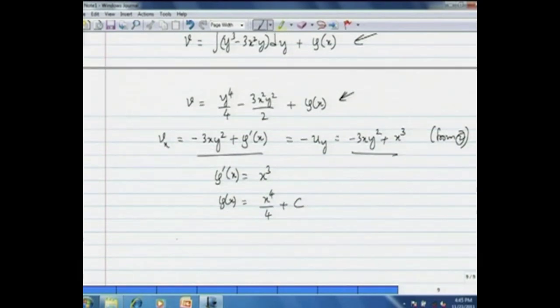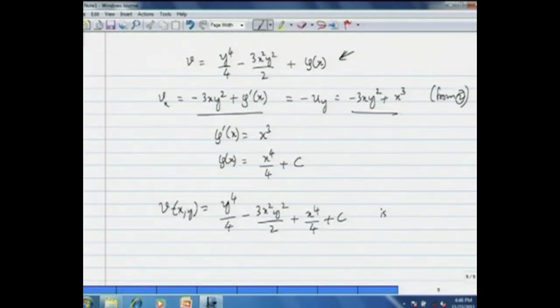So, your v of x y equals y power 4 by 4 minus 3 x squared y squared by 2 plus x power 4 by 4 plus a constant, which is a harmonic conjugate of the given u of x y. So, we have used the Cauchy-Riemann equations to arrive at the harmonic conjugate, and this works on all of the plane. So, let us do another example of this sort.